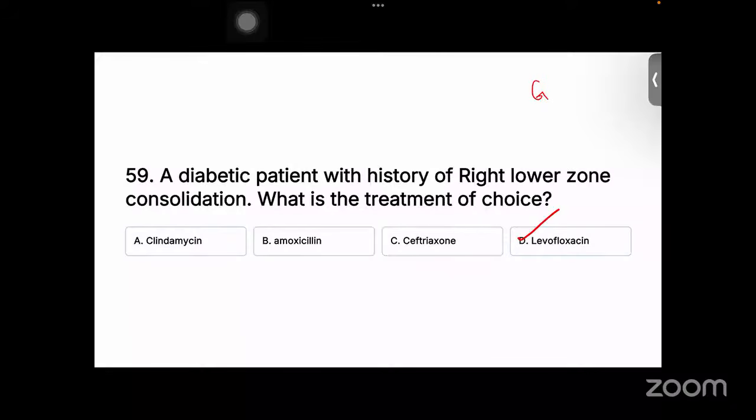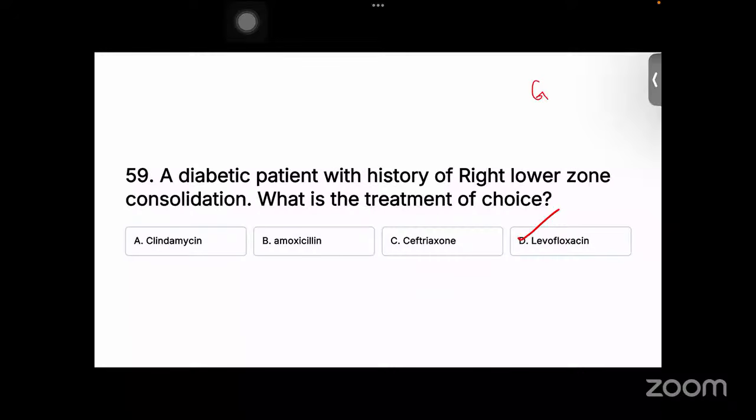And clindamycin covers anaerobes with some gram positive coverage, but for CAP I don't think so. Empirically we can use it, and if culture positive and sensitive, yes, we can use it. As broad spectrum, we have ceftriaxone and levofloxacin, but ceftriaxone covers only gram positive and some gram negative organisms. By the IV route it should be combined with azithromycin, but it is an acceptable choice.